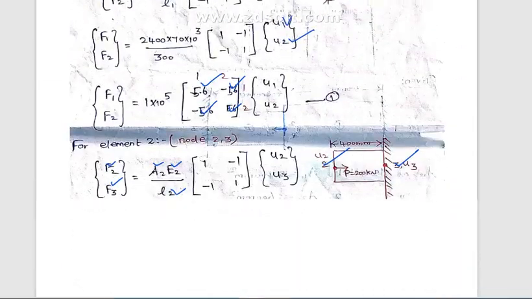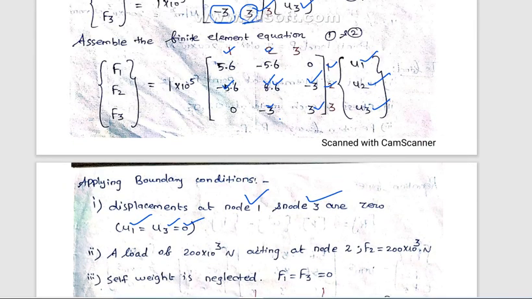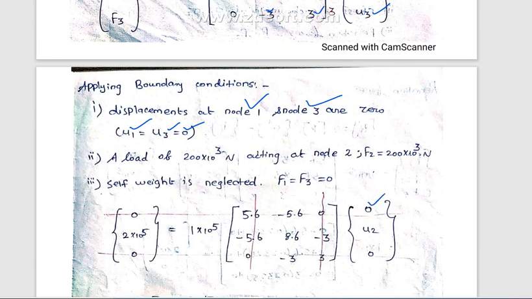Therefore you have to apply here: the displacements of nodal point 1 and nodal point 3 are 0, so U1 and U3 are equal to 0. Once U1 and U3 are 0, you have to delete the first row and first column, and the third row and third column. Why? Because there is no displacement at nodal point 1, and nodal point 3 also has no displacement because the constraints are fixed. Therefore you have to neglect the third row and third column.